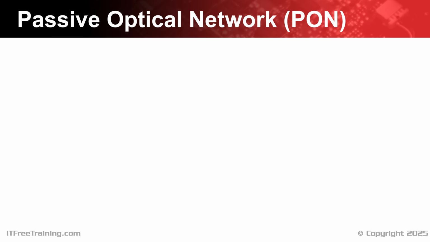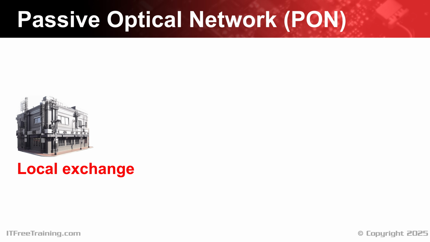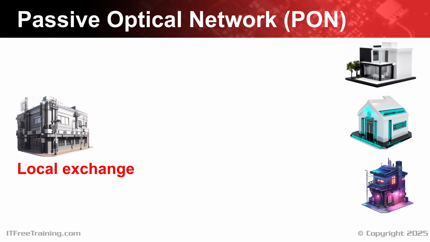A lot of fiber installations, but not all, use passive optical networks. To understand how it works, let's consider that we have a local exchange. The exchange holds the equipment that is the first step for the customer to access the internet. In this example, let's consider there are 3 homes that are connected to the exchange. In an ideal world, we would have 3 fiber lines direct from each house to the exchange. Having 3 lines, however, is expensive.